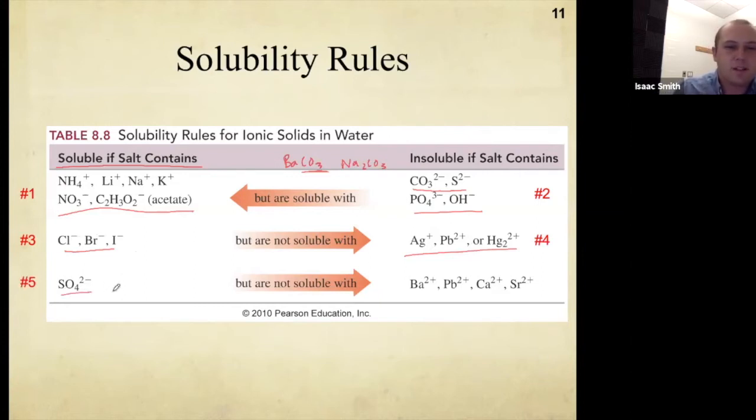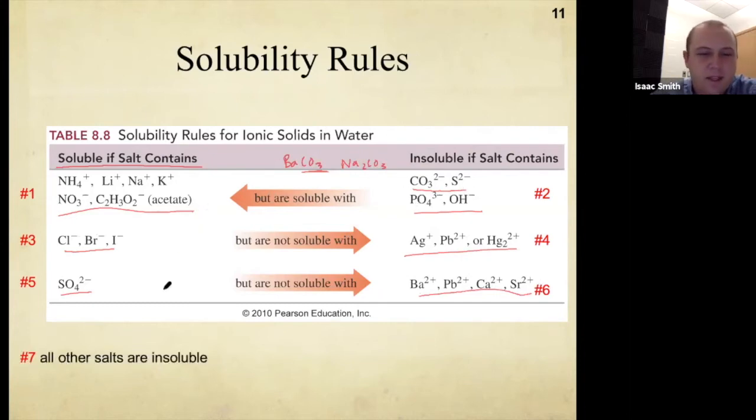Sulfate is always soluble unless paired with any of these four cations. So that's kind of the way I would read this chart. Wherever the arrow is going, start on that side and move over. If it doesn't match any of these criteria, then you can just assume that it's an insoluble salt in water, okay? Knowing whether a salt is soluble or not is going to be helpful to decide if it's a strong electrolyte or a weak electrolyte.